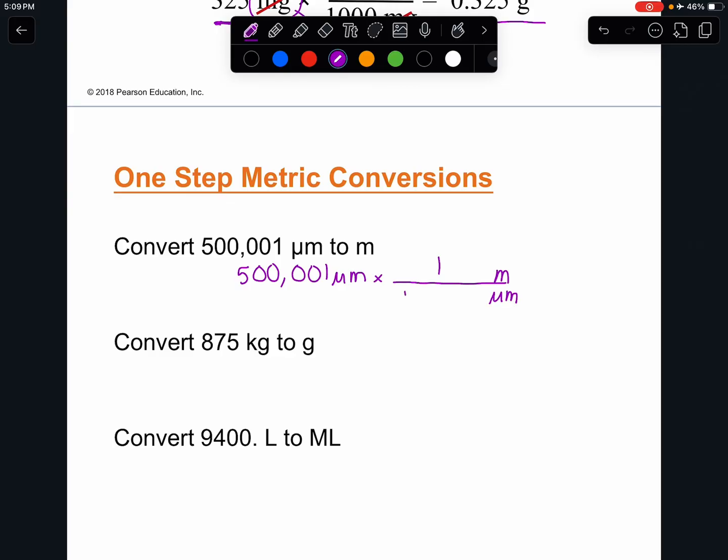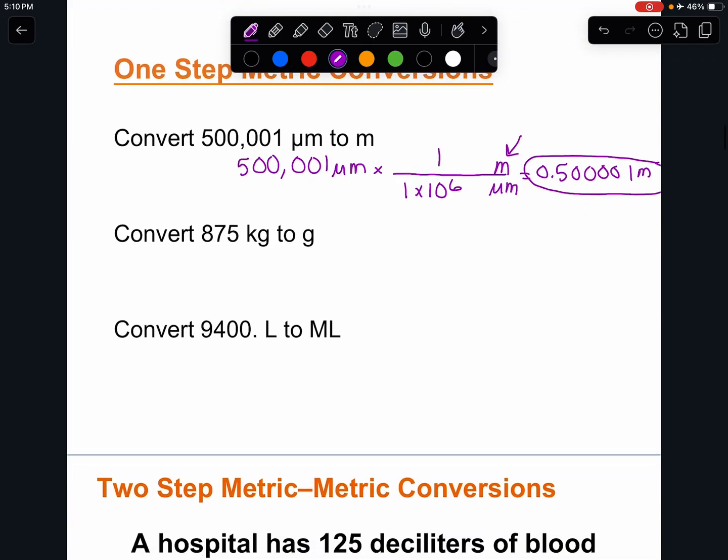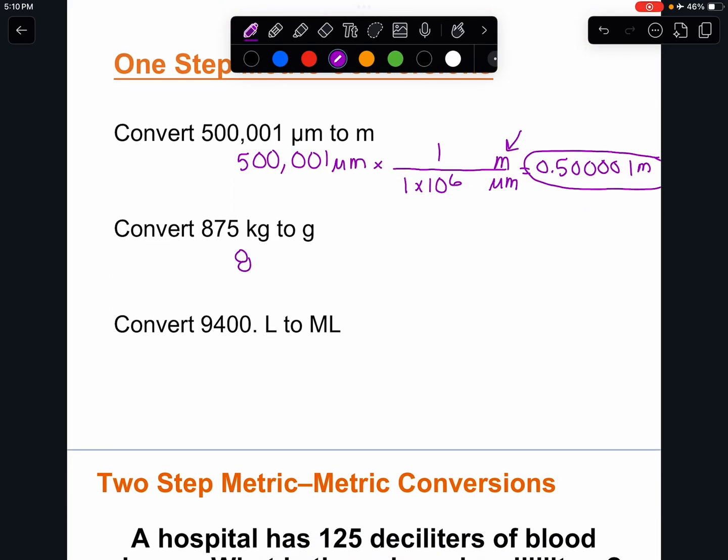So if you go back on the chart, in 1 meter, there is 1 times 10 to the 6th, or you're welcome to write 1 million down at the bottom there. So what we're going to do, we're going to take 500,001, and because this number is on the bottom, we're going to divide. So my answer when I divide this is 0.500001. Okay? And again, remember, you're always welcome to use a calculator in this class. And our unit, to finish this off, all answers require a unit, is the unit that is on the top.